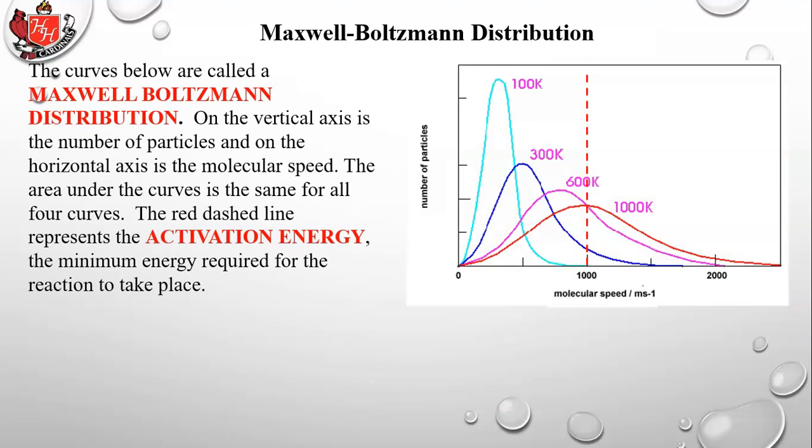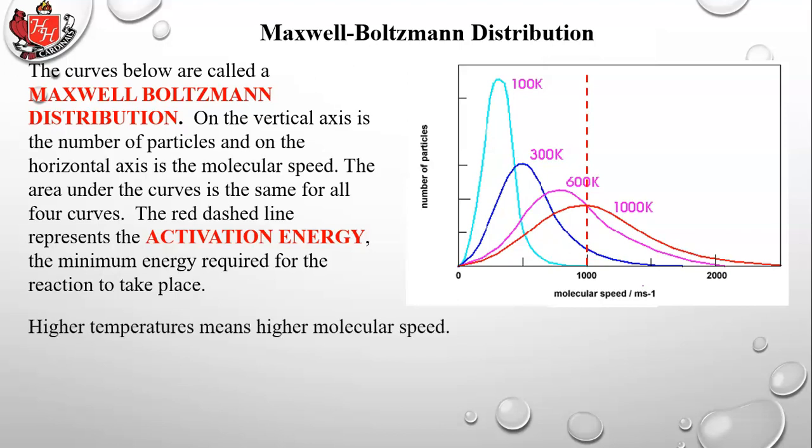The curves below are called a Maxwell-Boltzmann distribution. On the vertical axis is the number of particles, and on the horizontal axis is the molecular speed. The area under the curves is the same for all four curves. The red dashed line represents the activation energy, the minimum energy required for the reaction to take place.